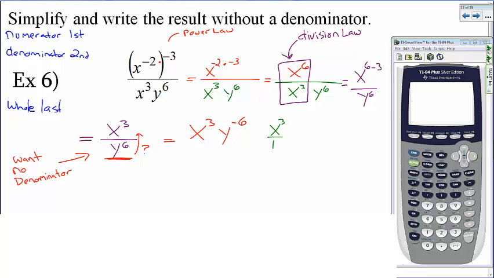X to the third over y to the sixth is the same thing as saying x to the third times 1 over y to the sixth. Well, what's another way of writing 1 over y to the sixth? It's the same thing as saying y to the negative sixth, and obviously that will be over 1. So if I multiply those two terms together, I get x to the third, y to the negative sixth.